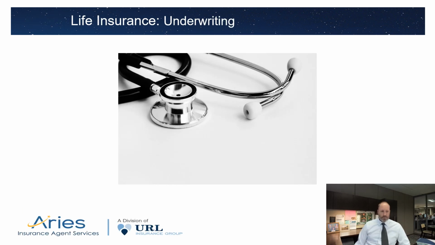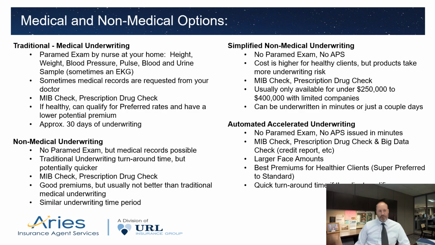Underwriting life insurance can be done in a number of different ways: traditional, simplified, non-medical, automated, accelerated underwriting. There's a lot of different ways.